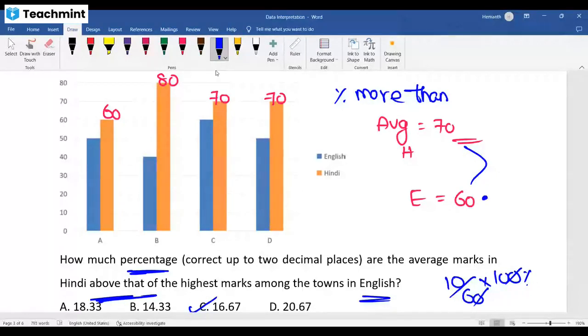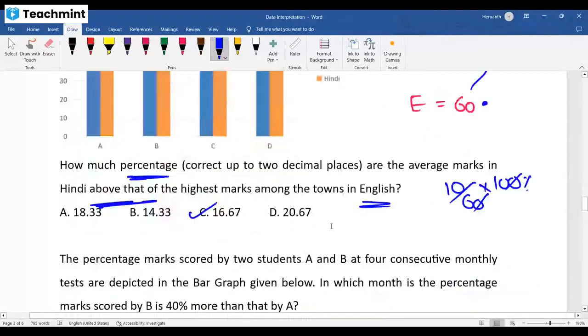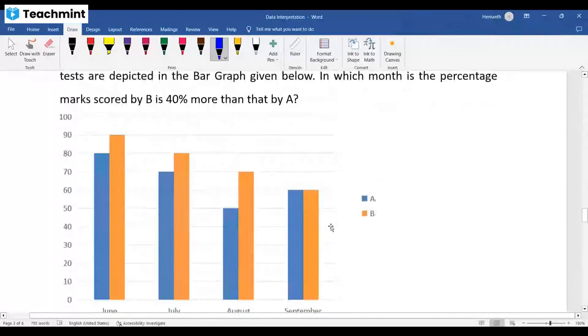Any doubt in this question, please let me know. It is a percentage comparison, because the percentage is there and it says above that of English. Average in Hindi is above that in English. Percentage above than, or above that of, is a percentage more than comparison question only. We'll get 16.67. They involve averages, percentages, ratios in questions. So almost these are the types of questions they asked. Next one.